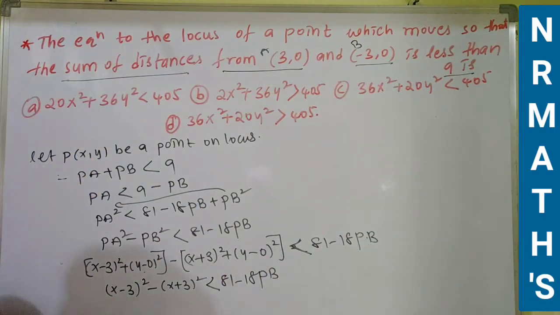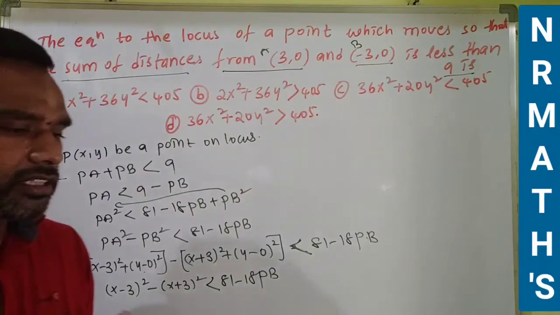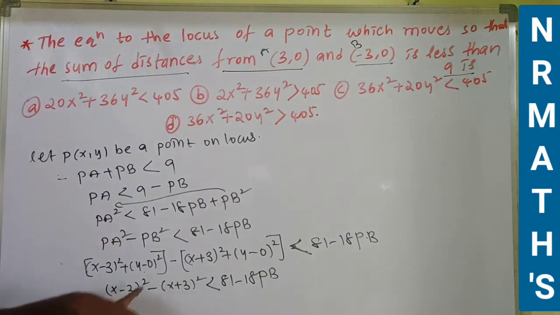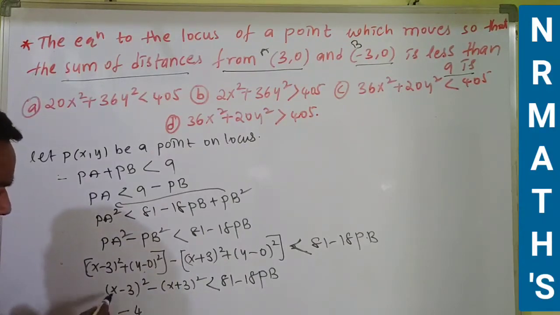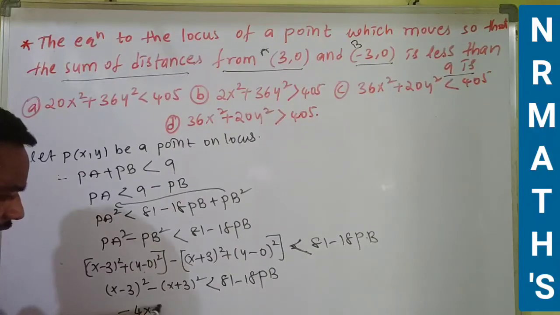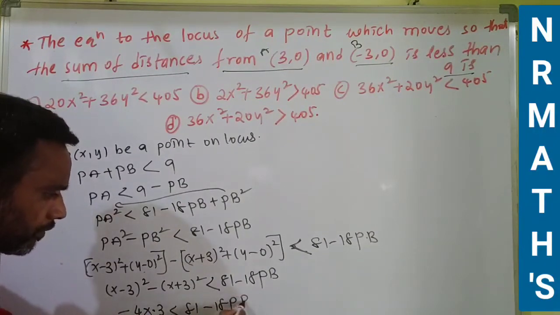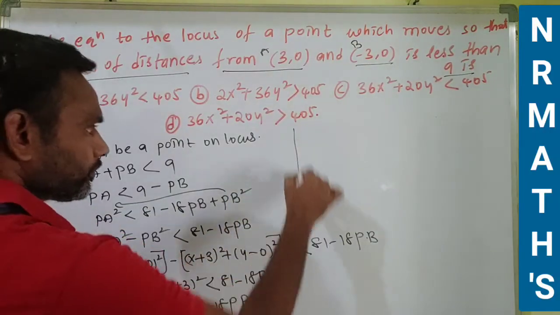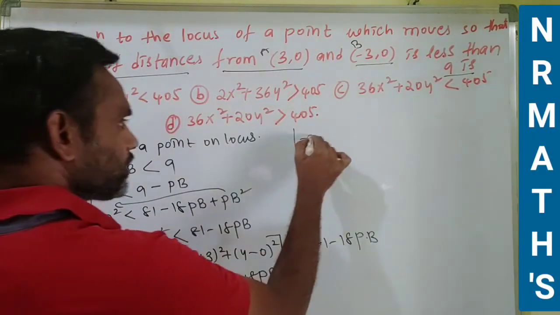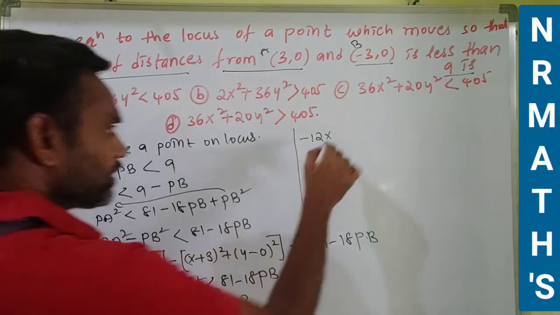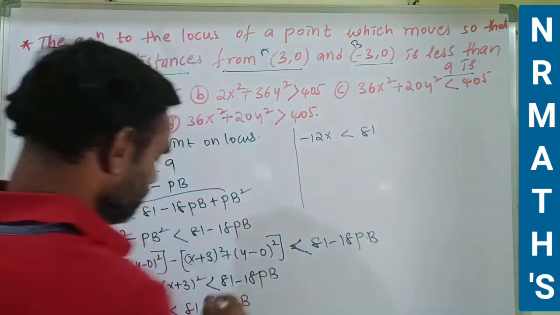We know that (a minus b) whole square minus (a plus b) whole square is minus 4ab. Here a is x and b is 3, so minus 4 into x into 3 is minus 12x, which is less than 81 minus 18 into PB.